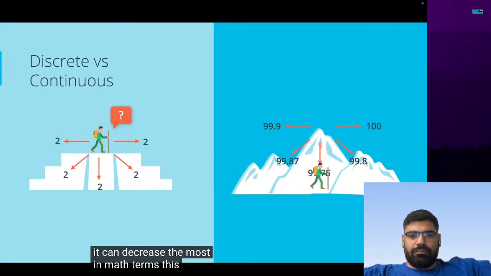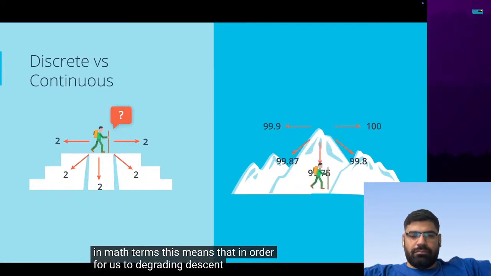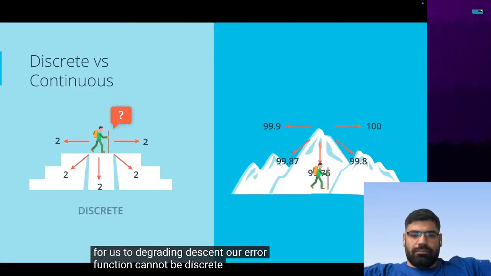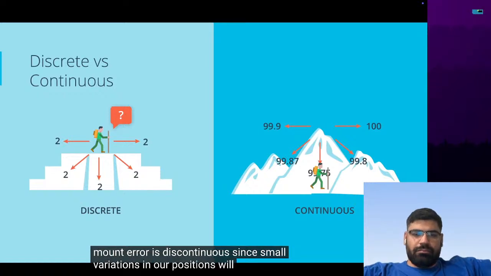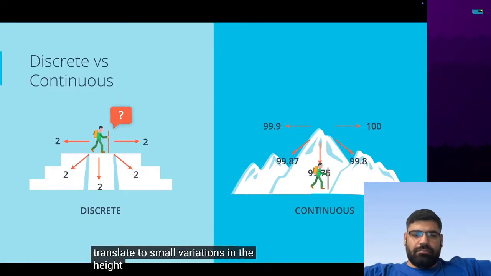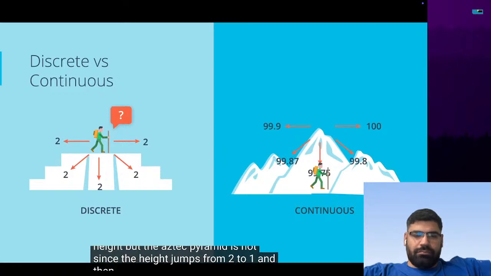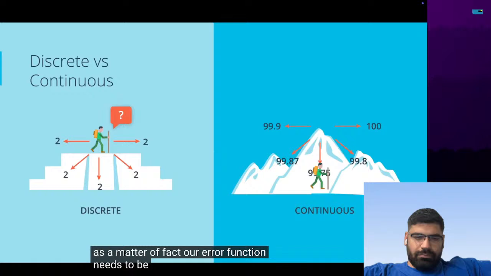In math terms, this means that in order for us to do gradient descent, our error function cannot be discrete. It should be continuous. Mount Everest is continuous since small variations in our positions will translate to small variations in the height, but the Aztec pyramid is not, since the height jumps from 2 to 1 and then from 1 to 0. As a matter of fact, our error function needs to be differentiable, but we'll see that later.